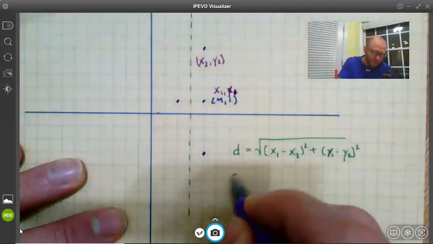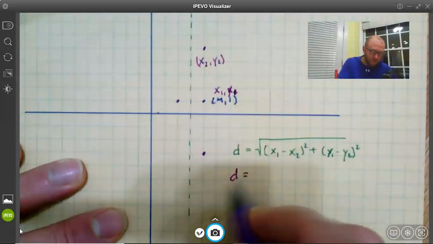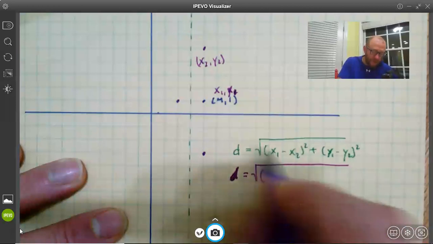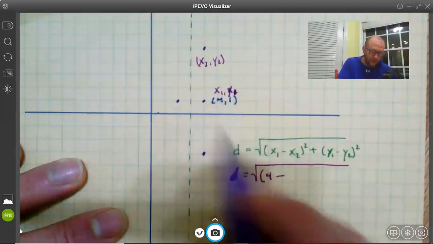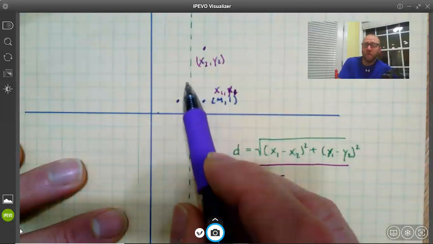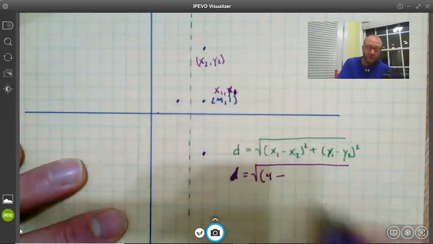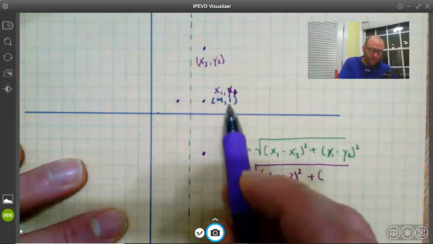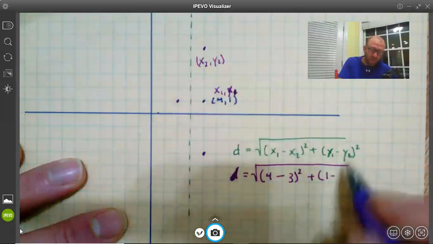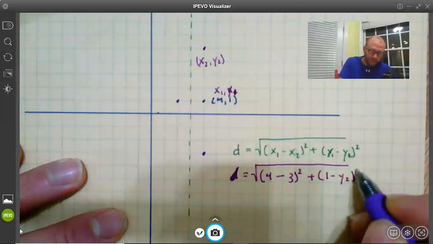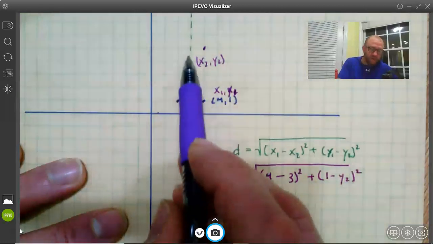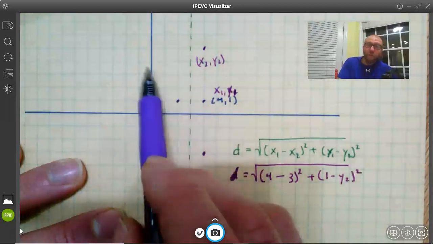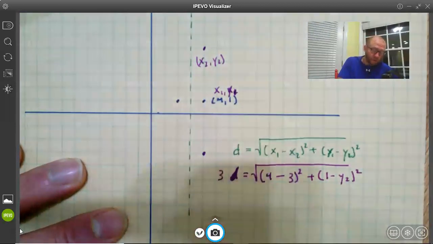Well, we know x sub 1 is 4, minus, and we know the x coordinate for x sub 2 is going to be 3 because it's on this line, x equals 3. So (4 minus 3) squared plus, we know the y coordinate here is 1, minus, then we have to find this other y coordinate. It's the only thing we don't know. And we know the overall distance, since we want it to be the same distance from here to that point as it is over to the line, and we know over to the line it's 3 units, so it's going to be a 3 in the end.